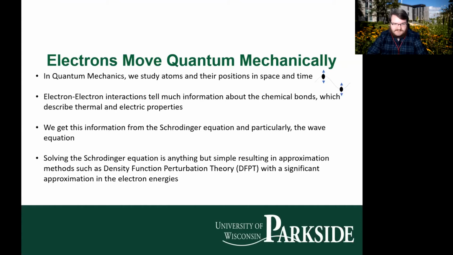Now, traditionally solving the Schrodinger equation, especially for many electron-electron interactions, is very challenging. So we use a theory known as density functional perturbation theory, where you have to deal with a lot of approximation. I should mention this theory in particular is a computational theory. So you sacrifice some accuracy for simplification.